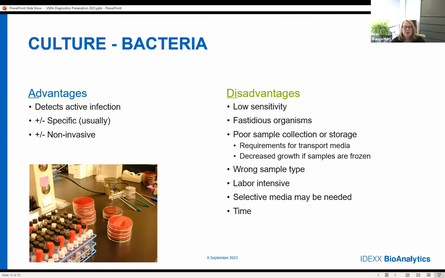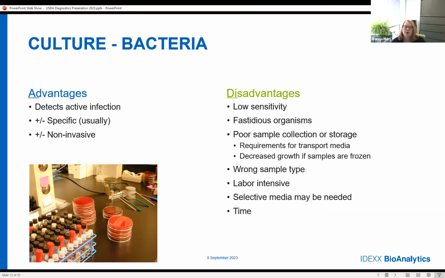Other challenges with microbiology would be poor sample collection or storage. A lot of organisms, especially organisms that might be oxygen sensitive, require transport media. That's really to make sure that the organisms don't die during transit or are in low numbers, because that just makes culturing them so much more challenging on the laboratory side. The other thing too is storage.